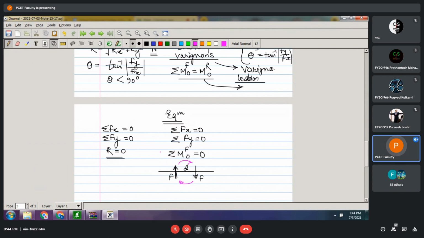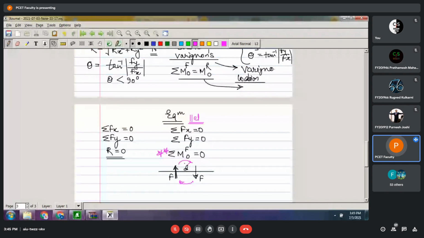So this is my important condition which I need to apply for equilibrium of parallel forces to check whether the system is in equilibrium or not. Is it clear to all? Yes, ma'am.